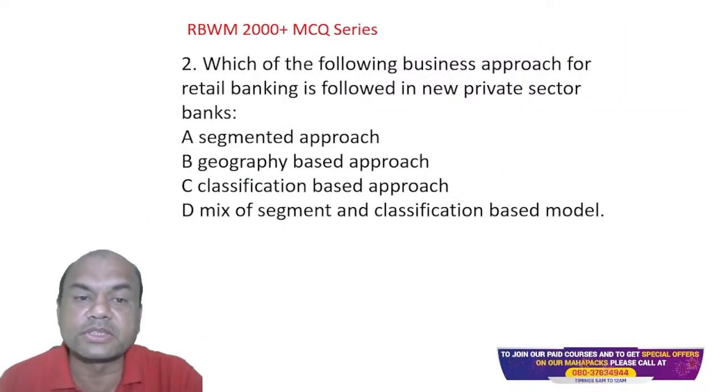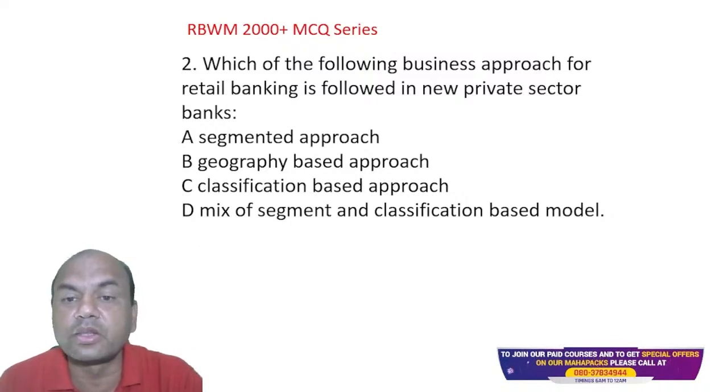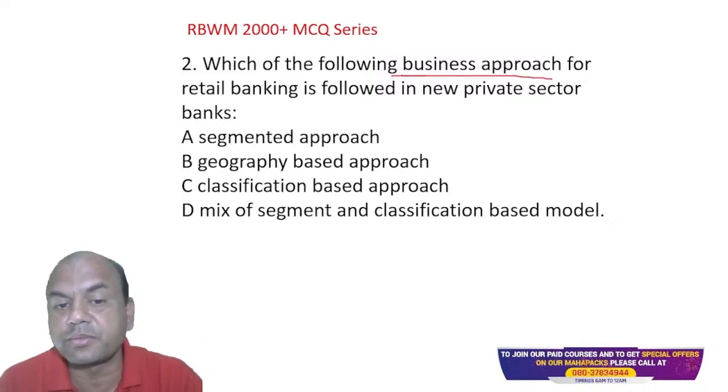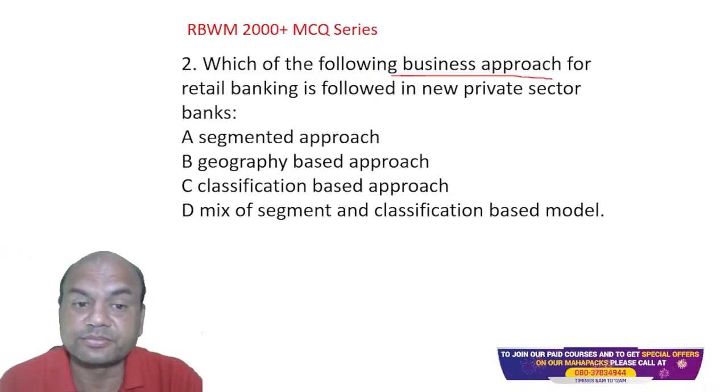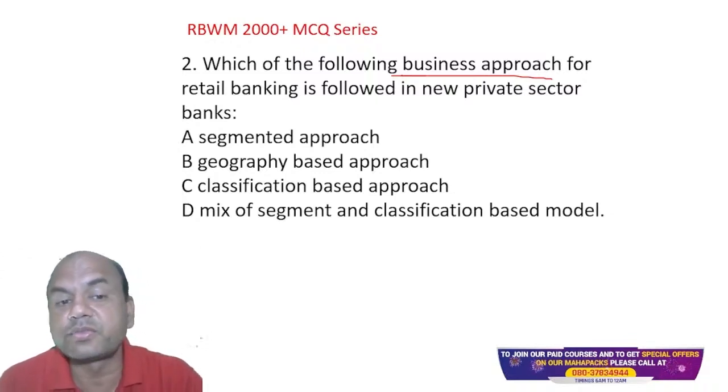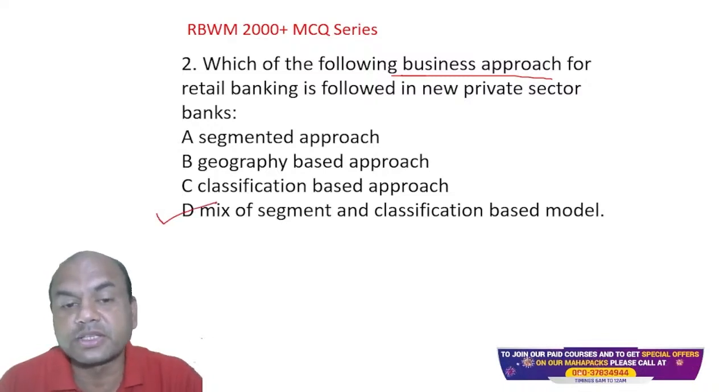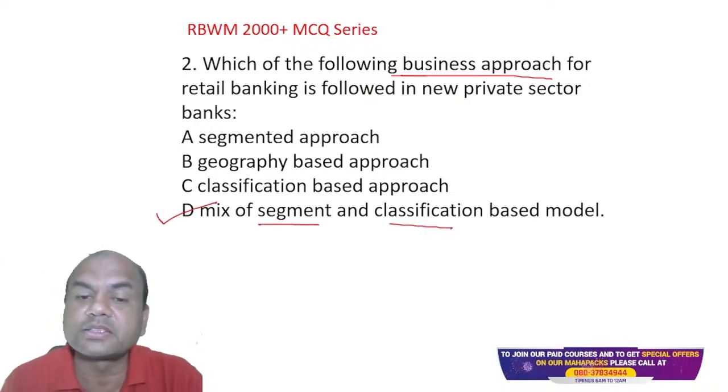Which of the following business approaches for retail banking is followed in new private sector banks? Here, business approach. Options: segmented, geography-based, classification-based, and a mix of segment and classification. Private sector banks always follow a mix of segment and classification. What do you mean by this?